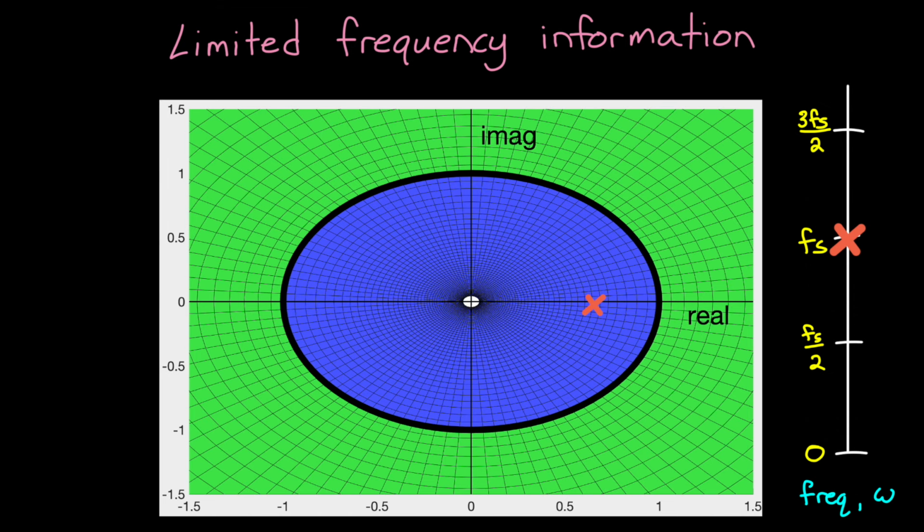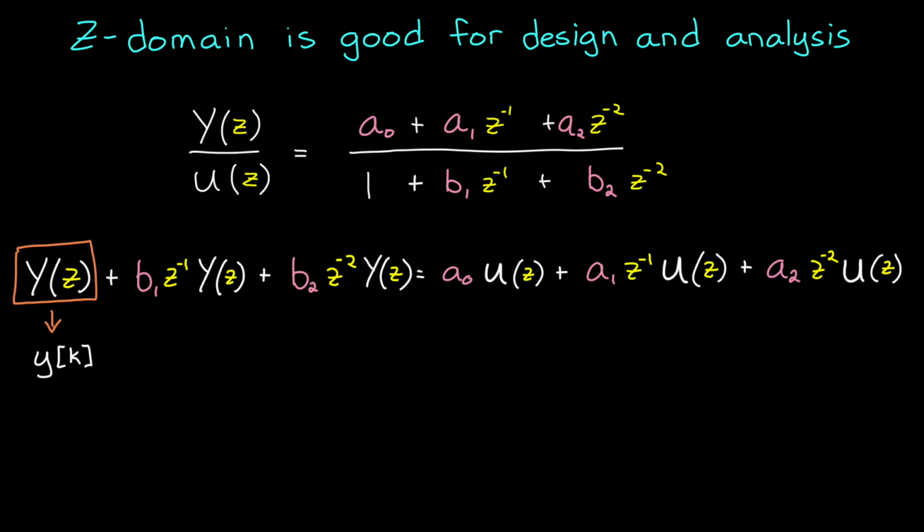Let's replace the coefficients in our transfer function with generic variables a and b. Now, to take the inverse Z transform, we can expand out this polynomial. So what we end up with is this summation on the left equals this summation on the right. And now we can just take the inverse Z transform of each of these terms individually. So that first term, y of z, just becomes y of k in the time domain, where k is the current sample time. The second term becomes b1 times y of k minus 1.